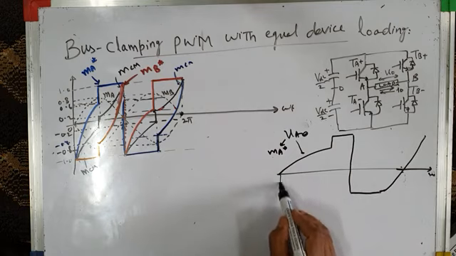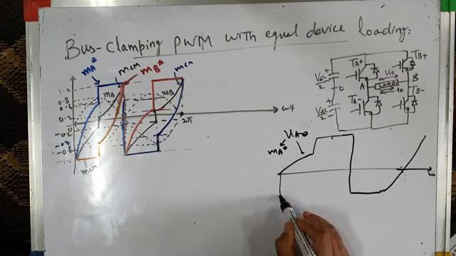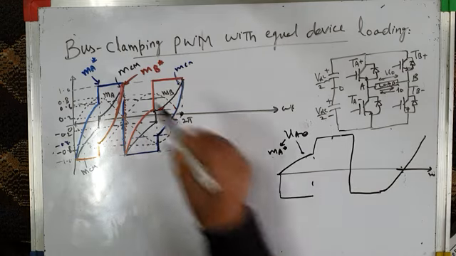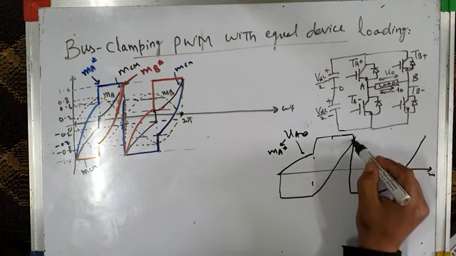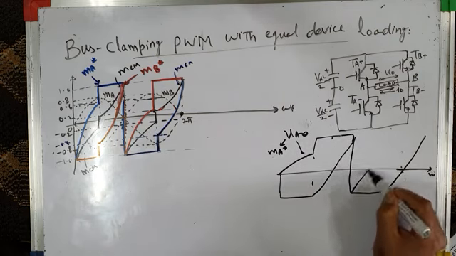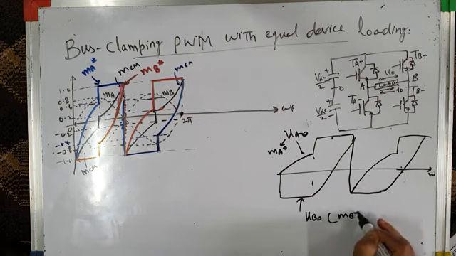And this is your MB star. You can see this is MB star. It will very closely follow it, and then it will come down. It will follow it like this. So this is pole voltage VBO, which will very closely follow MB star.